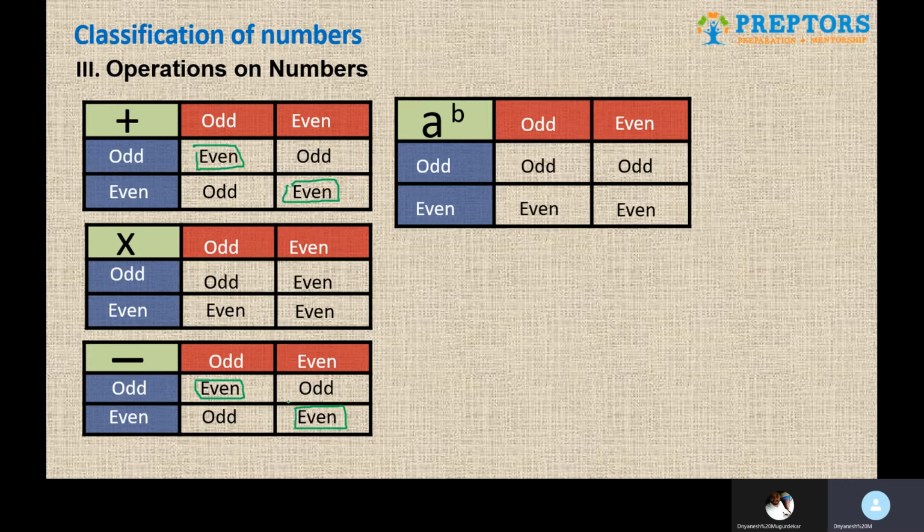And the third note, which is related to a raised to b, is that the nature of a raised to b is always dependent on the nature of a, the base. Whenever a is odd, no matter what the power is, whether it is odd or even, the answer is always odd. And whenever the base is even, no matter what the power is, the nature of a raised to b is always even. So from here we can easily conclude that the nature of a raised to b depends on the nature of a, which is the base, as long as it is not equal to 0.